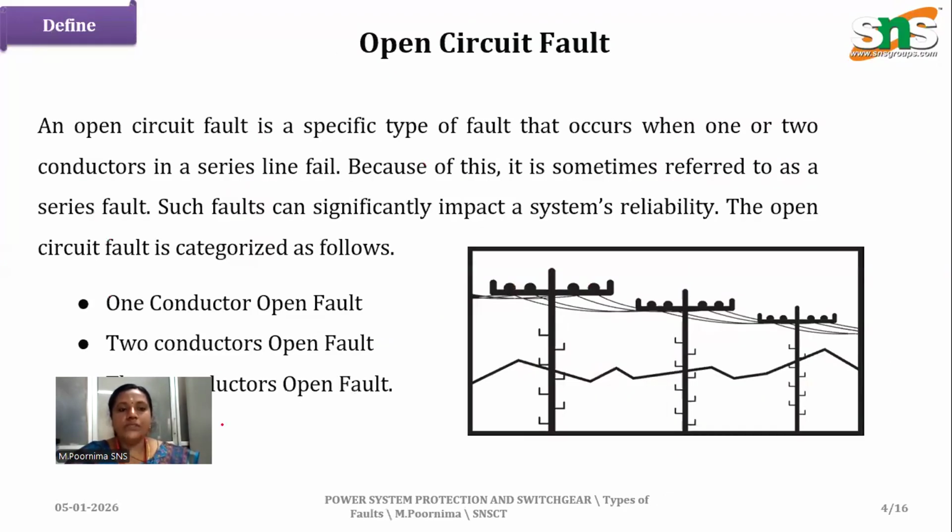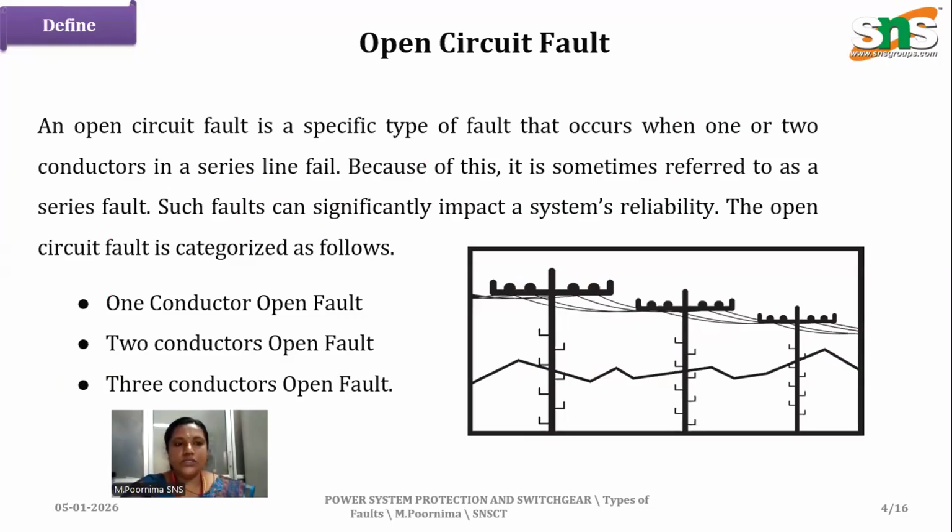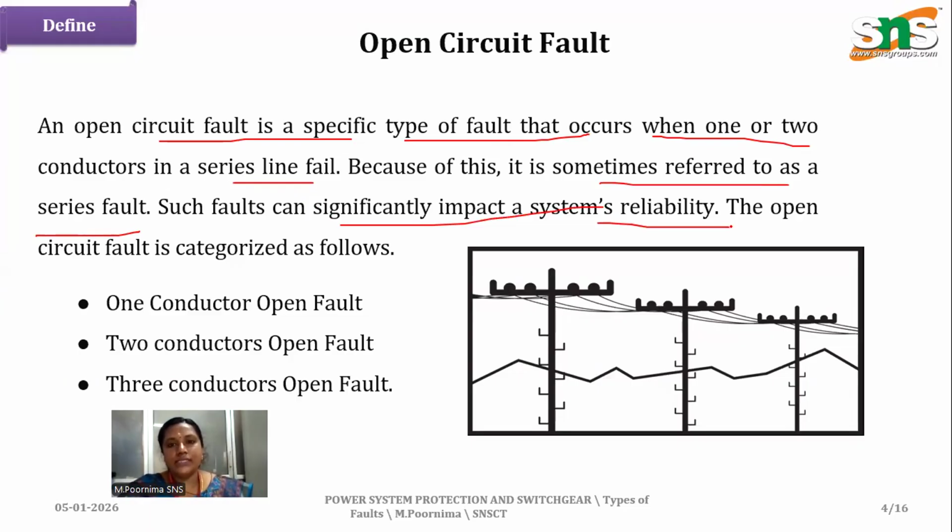Coming to open circuit fault, what happens here? An open circuit fault is a specific type of fault that occurs when one or two conductors in a series line fail. Because of this, it is sometimes referred to as a series fault. Such faults can significantly impact system reliability. The open circuit fault is again categorized into three types: one conductor open circuit, two conductor open circuit, and three conductor open circuit fault.